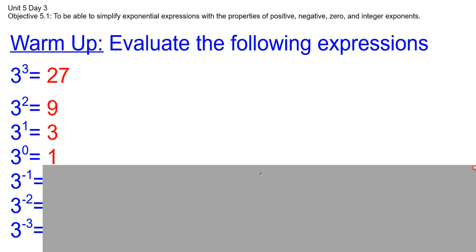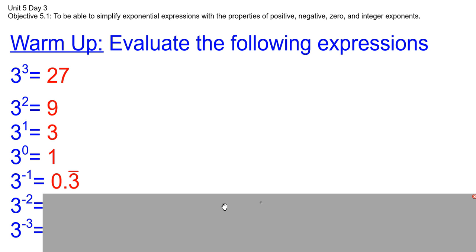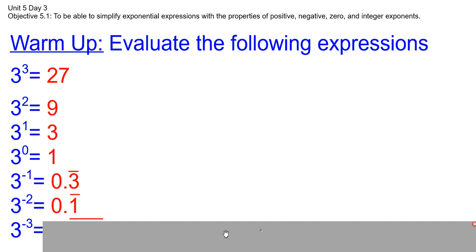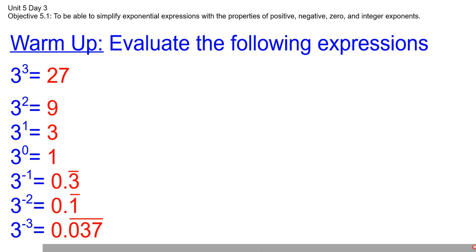Now, oftentimes at this point, people tend to grab the calculators and enter in the next 3 to see what their values are. And so if you did that, you saw that 3 to the negative first was equal to 0.3 repeating. 3 to the negative second, you got 0.1 repeating. And 3 to the negative third was 0.037 repeating. Well, again, what is the meaning of all of this?